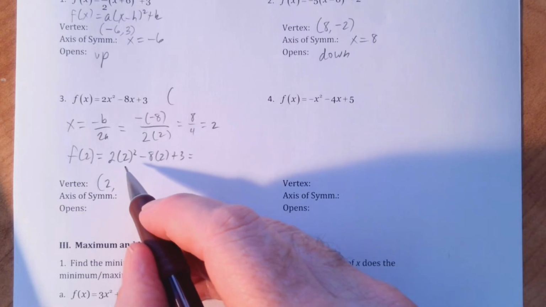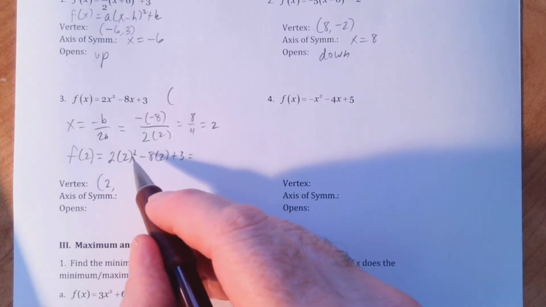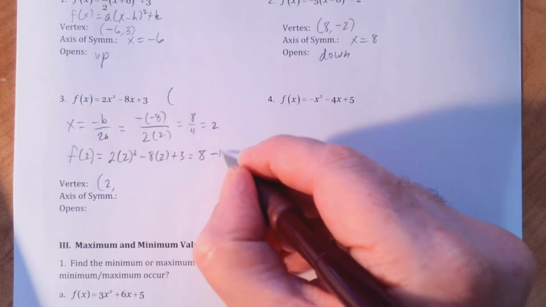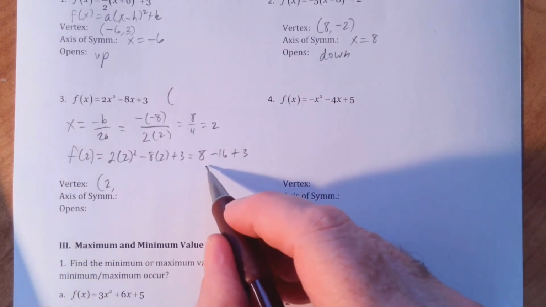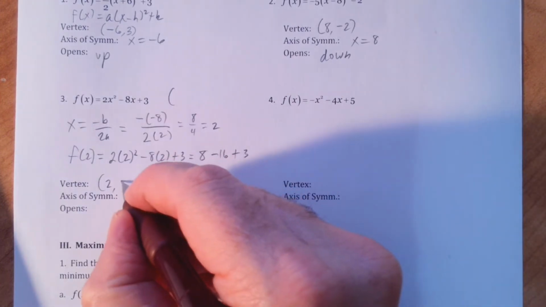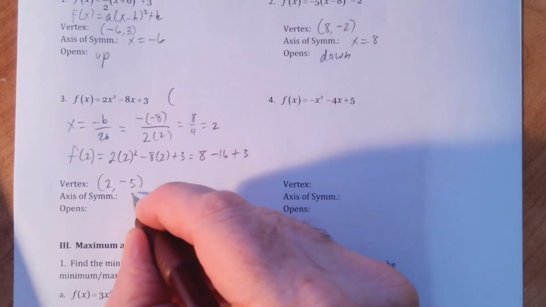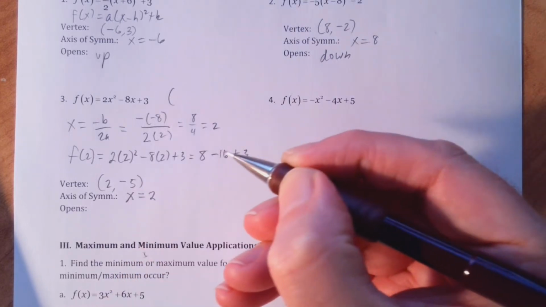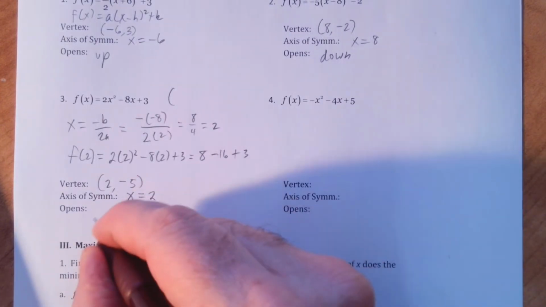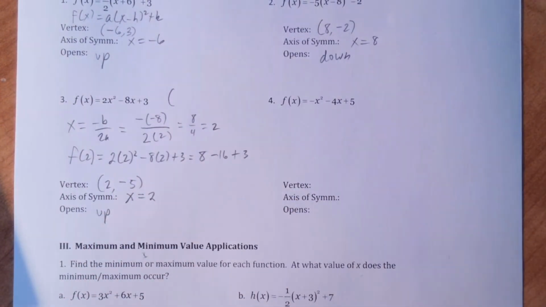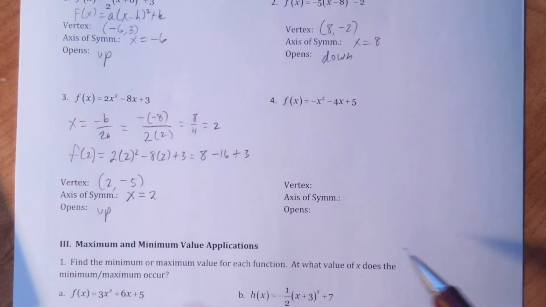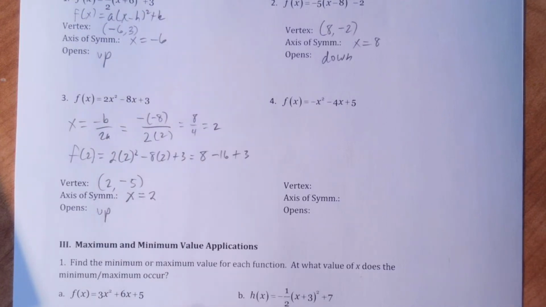So be careful that you follow the order of operations here. You're going to square the 2. 2 squared is 4, times 2 is 8, minus 16, plus 3. Well, 8 minus 16 is -8, and add 3 to that, you get -5. So the axis of symmetry is x equals 2, and because a is positive here, a is 2, this one opens up. So I would encourage you to do number 4 and then watch the video.